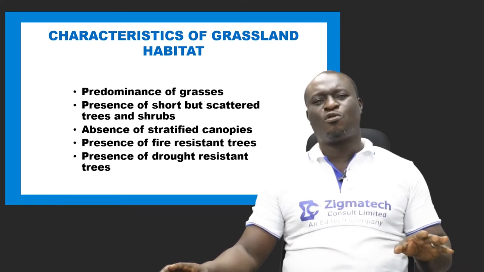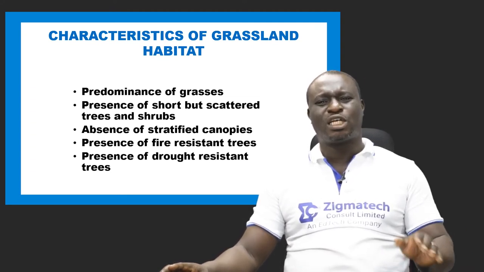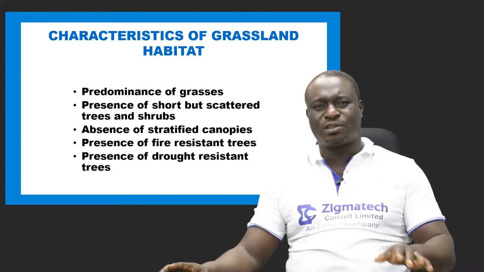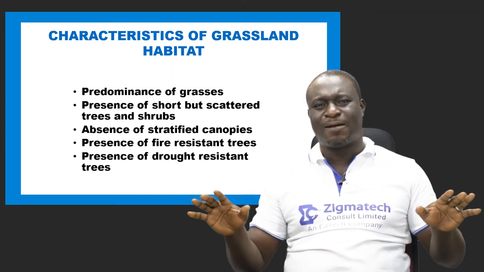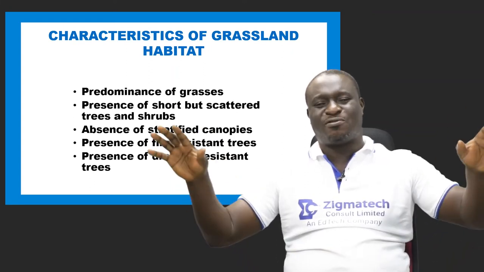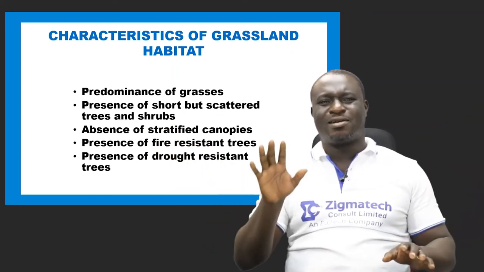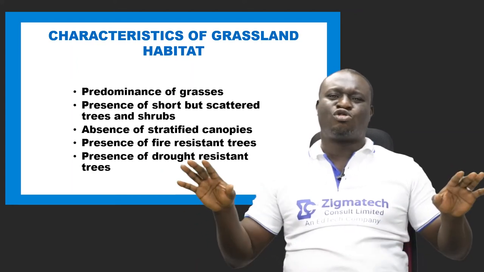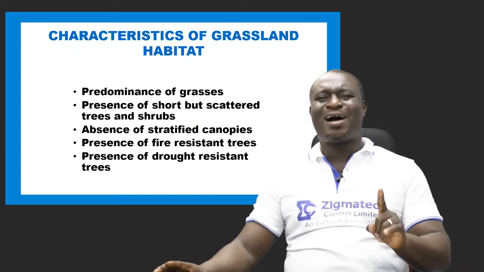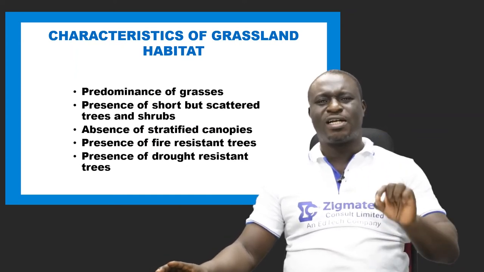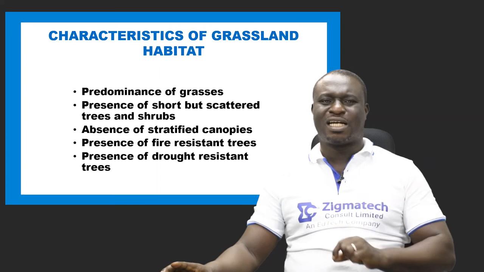Number three, what you'll find out is the absence of stratified canopies. It means that the plants or the trees that are found there are not stratified. You don't see strata in a grassland. Neither do you see the trees serving as canopies or windbreakers, but you can only find that in a forest habitat.